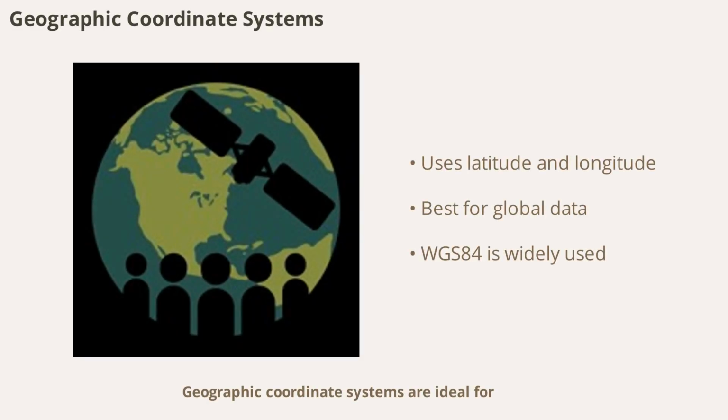Geographic coordinate systems are ideal for representing data that covers large areas, such as the entire Earth. They use latitude and longitude to specify locations, making them suitable for global datasets. However, they are less accurate for small regions. A commonly used geographic coordinate system is WGS-84, which serves as the standard for GPS and many global mapping applications.